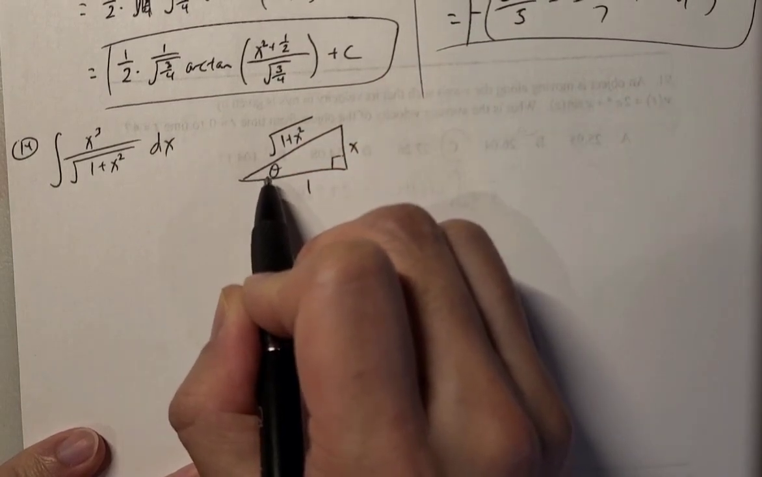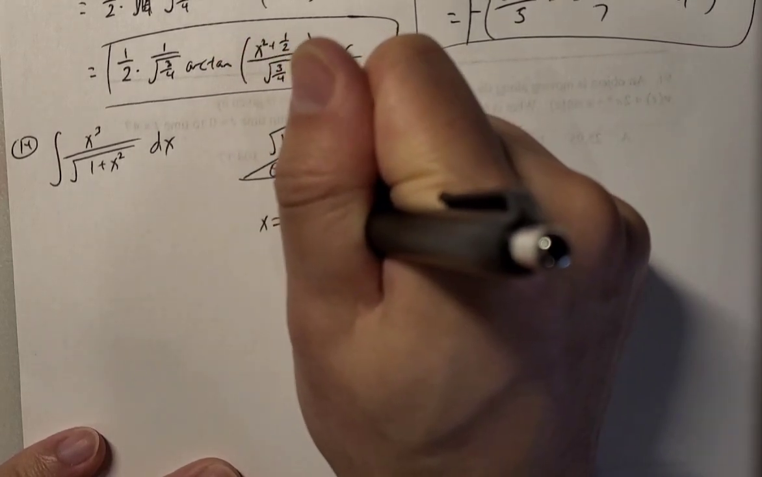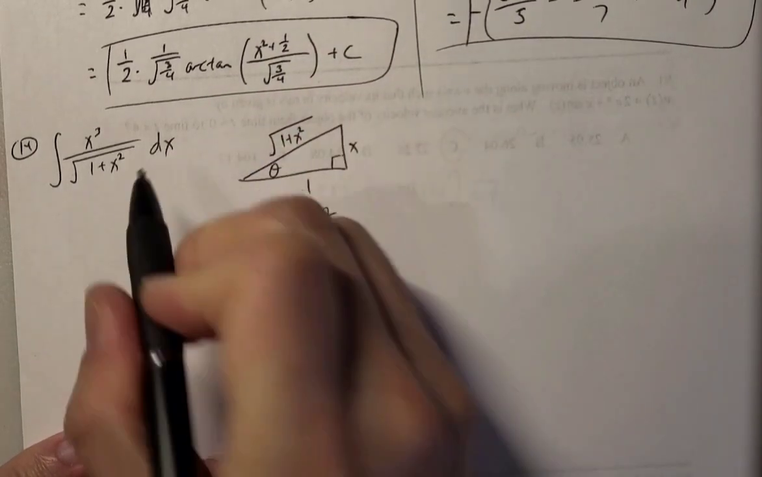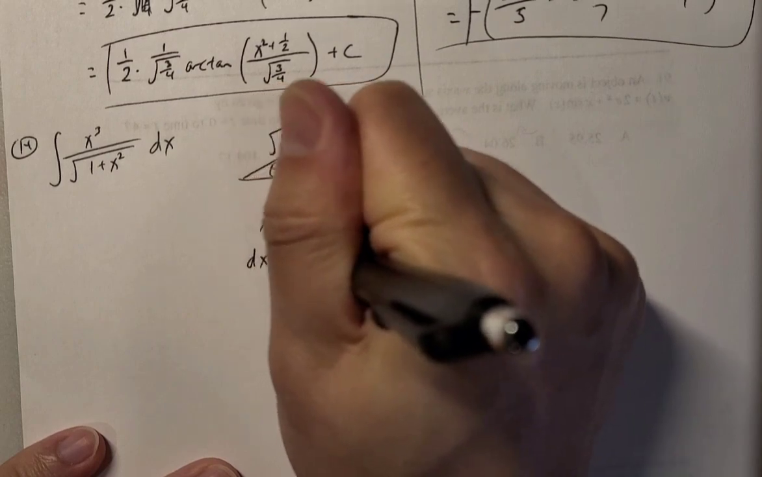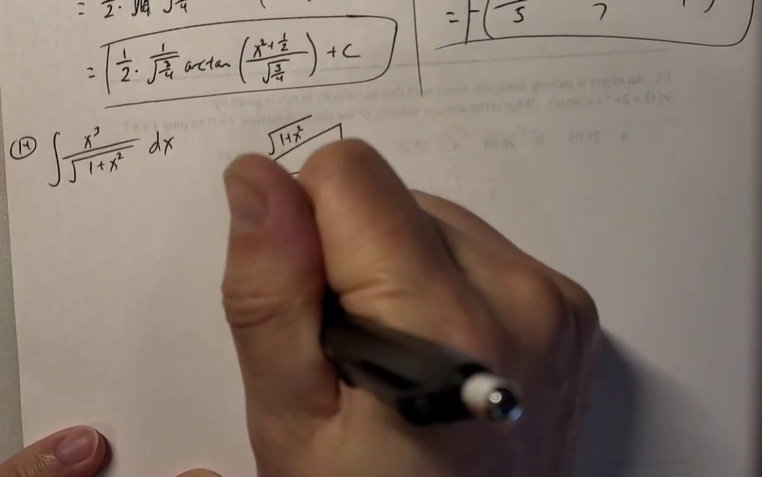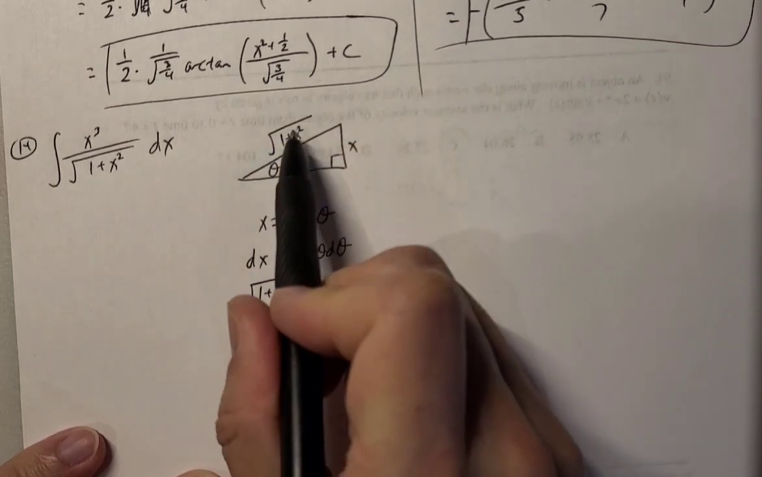That is tangent theta. I was about to say sine. Tangent theta is x over 1. So x is tangent theta. We can get dx because we also need that. Dx is secant squared theta d theta. And then we can sub the square root term also. Which trig function is that? That is secant.